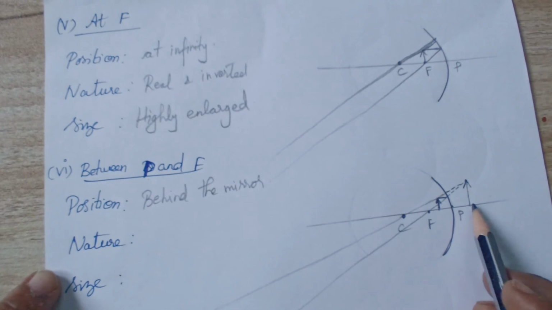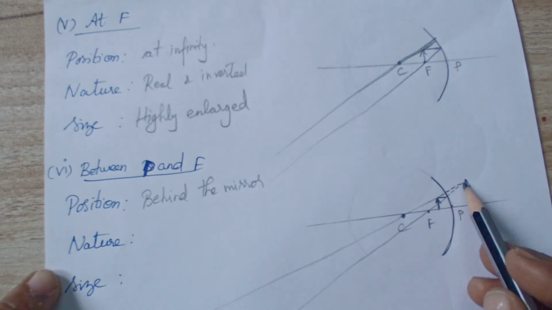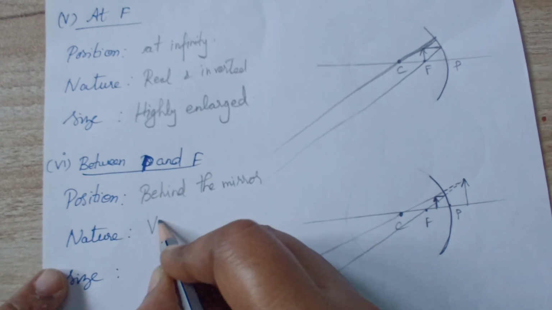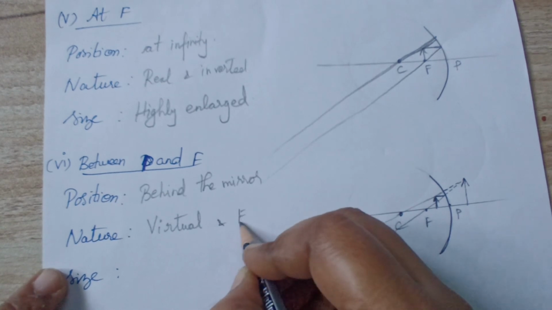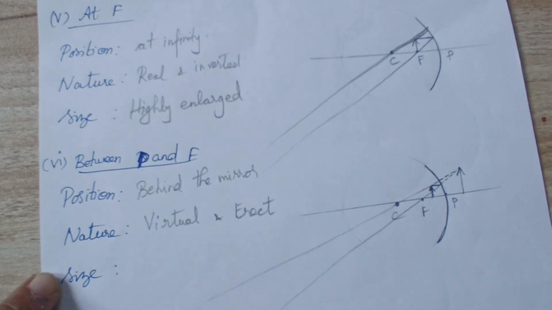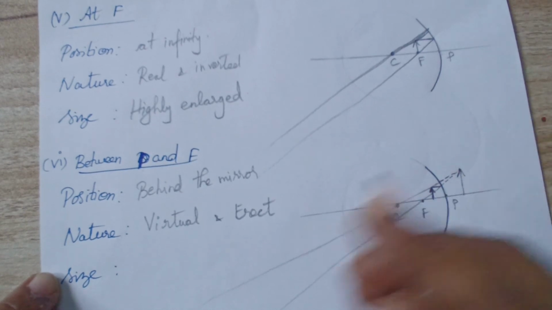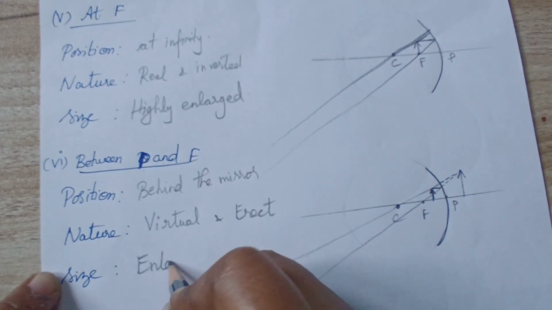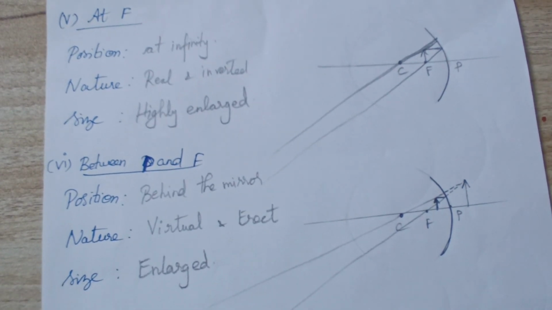What is the nature of the image? It is a virtual image. This is not actually appearing. It is not actually converging here, so it appears to converge. So it is virtual. It is not a real image. Virtual and erect. What is the size of the image? The size of the image is enlarged. See, this is the original object and your image is like this. So it is enlarged. So this is how the images are formed by the concave mirror. Clear on this? Okay, thank you.